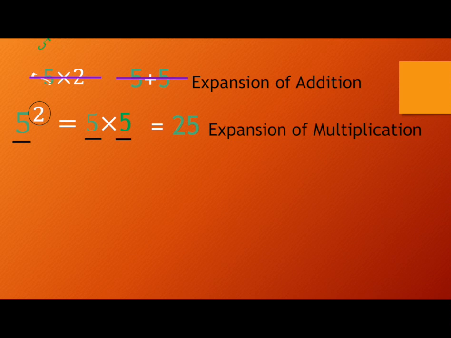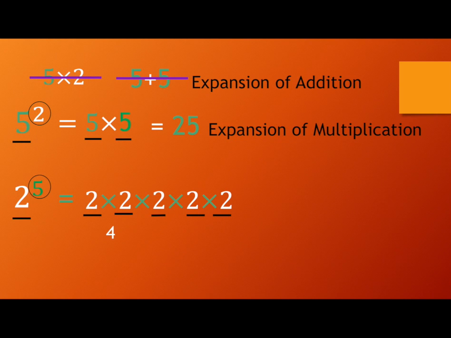Here's another example, 2 to the 5th power. Now this means that 2 is multiplied by itself 1, 2, 3, 4, 5 times. So let's solve this. 2 times 2 is 4, times 2, bring down the 2. 4 times 2 is 8, bring down the 2. 8 times 2 is 16, bring down the 2. 16 times 2 is 32, so our answer is 32.